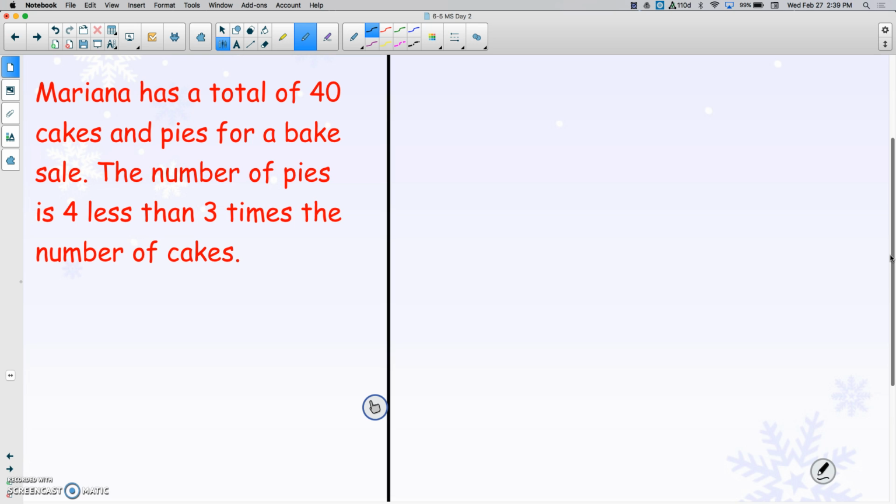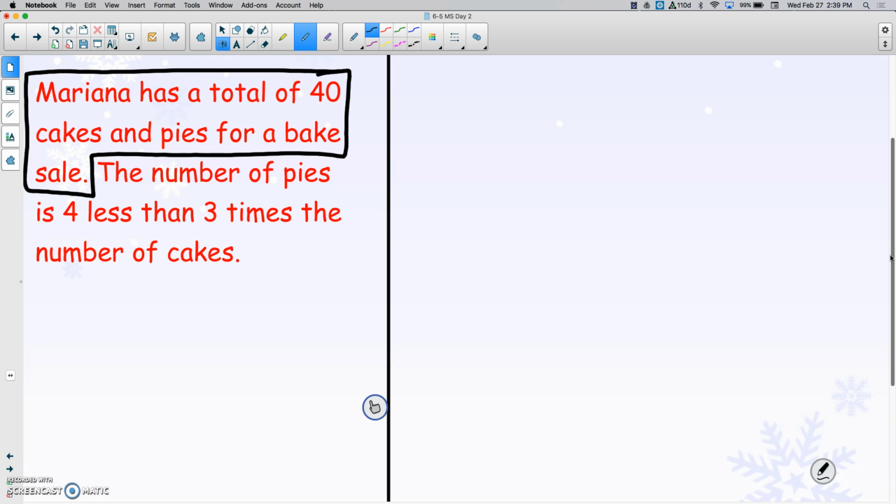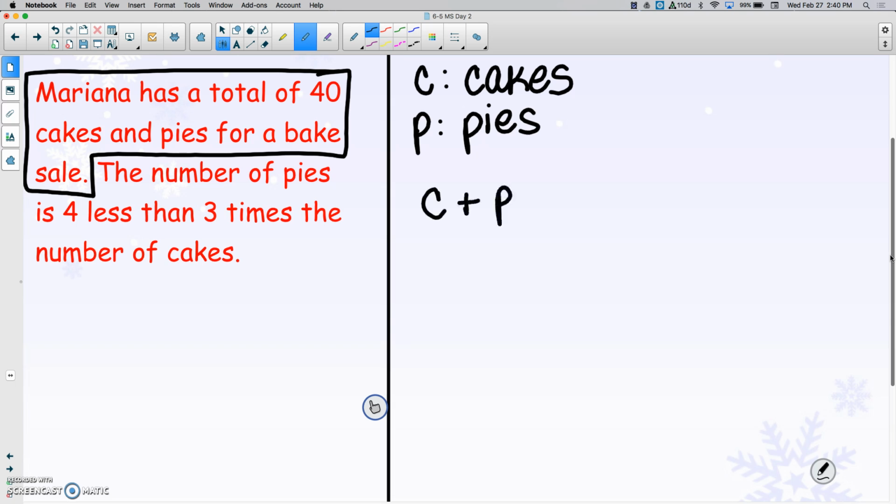All right, so the first sentence, we need cakes and pies. So C can represent the number of cakes. P can represent the number of pies. She has 40. So cakes plus pies equals 40. She has a total of 40 for the bake sale.